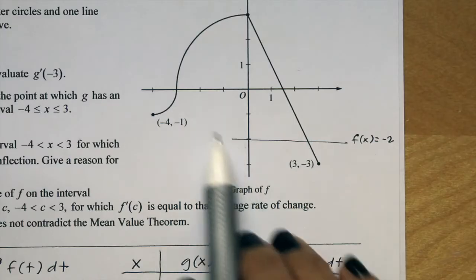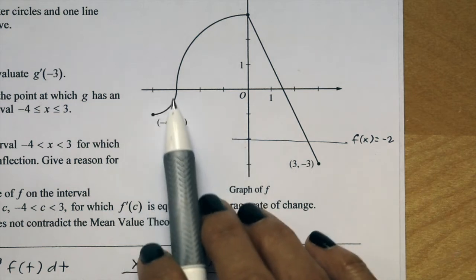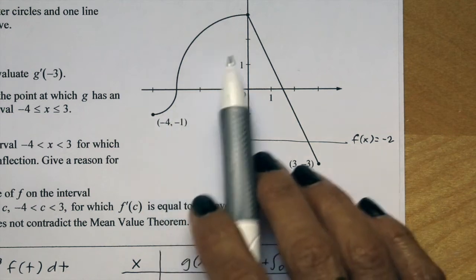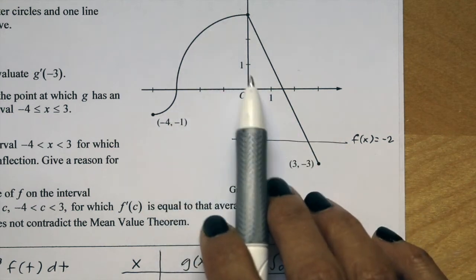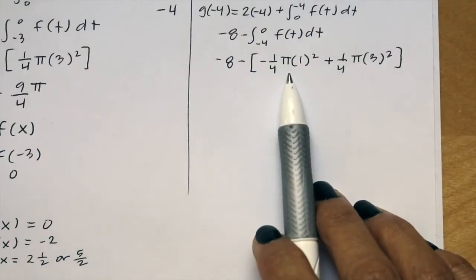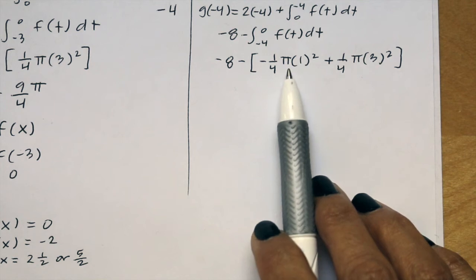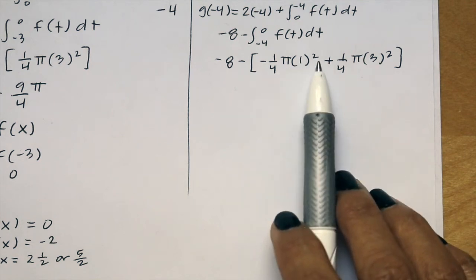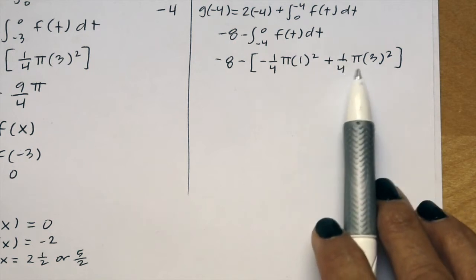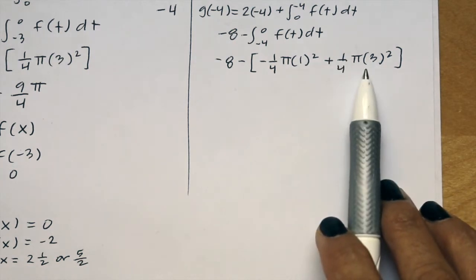So here we have the graph of f from -4 to 0. You have this quarter circle, which is below the x-axis, so we're going to take its area and make it negative. Then we have this quarter circle, which is above, so that'll be a positive area, and we're going to combine them. The first quarter circle, which was below the x-axis, we have a negative in front. The radius was 1, so I put pi and then r squared, or 1 squared. And then the second quarter circle had a radius of 3, so we have 1/4 pi 3 squared, and it was positive because that quarter circle was above the x-axis.